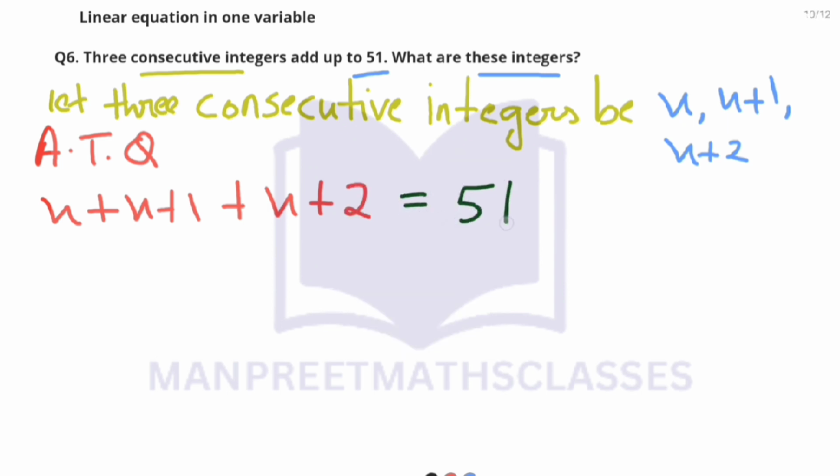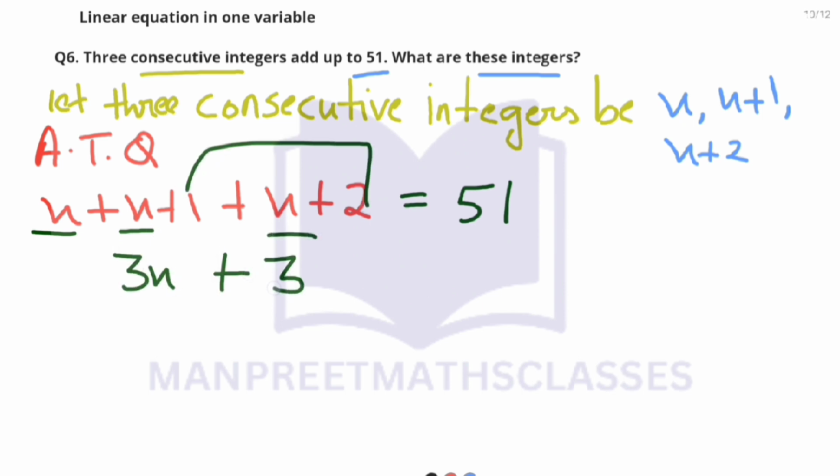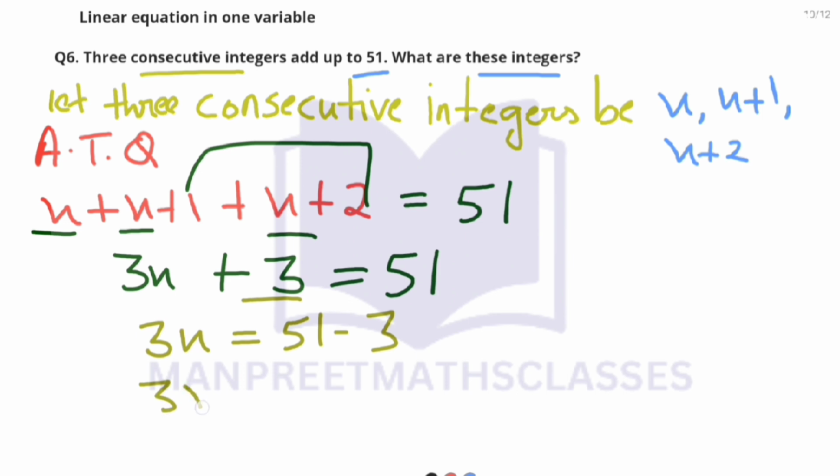gives us 51. So x plus x will give us 3x, plus 1 plus 2 gives us 3, is equals to 51. Now we'll transfer this 3. So 3x is equals to 51 minus 3 when you'll subtract it. So 1 carry 11 minus 3 gives us 8. Here it becomes 4, so 48. Now 3 is in multiplication, so x is equals to 48 divided by 3.